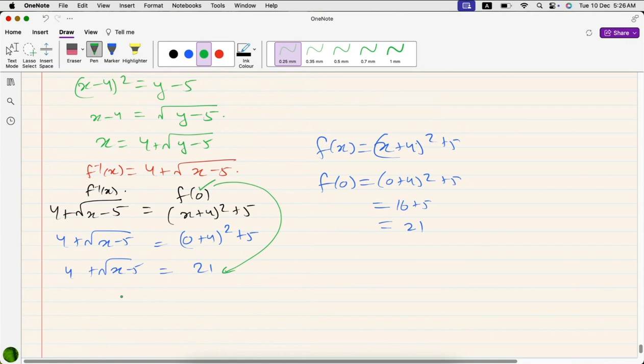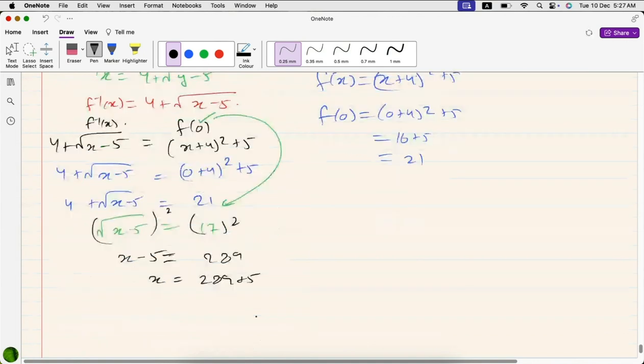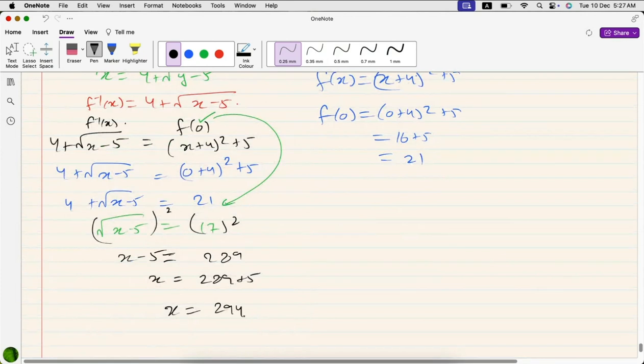Okay, let me just solve. So square root of x minus 5 is equal to 21 minus 4, which is 17. No, no, that's different. So squaring both sides, x minus 5 equals, I'm using calculator, 289. x is equal to 289 plus 5. x is equal to 294.